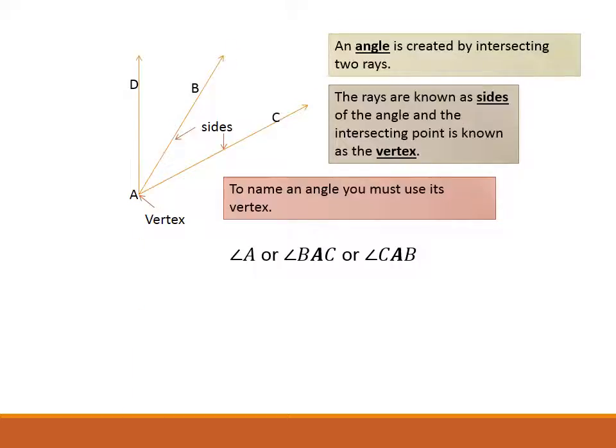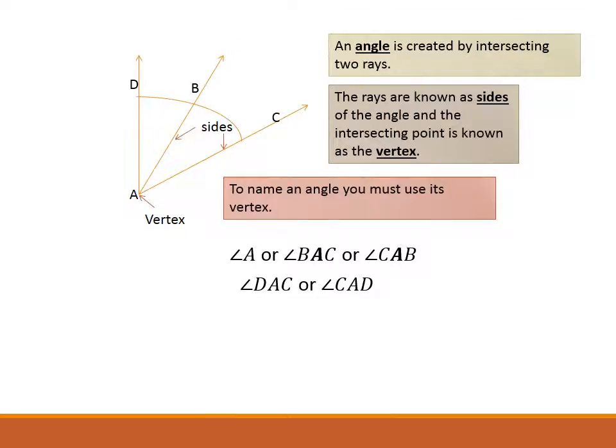Let me add another ray, ray AD. Now I no longer just have one angle, I have many more. I drew this arc to show that the angle I want to look at is the larger angle. That means the angle that you can go from D to C. So remember, we have to use the vertex in the middle. So to name this angle, we would use the symbol of the angle. Then we would use D, A in the middle, and then C, or backwards.